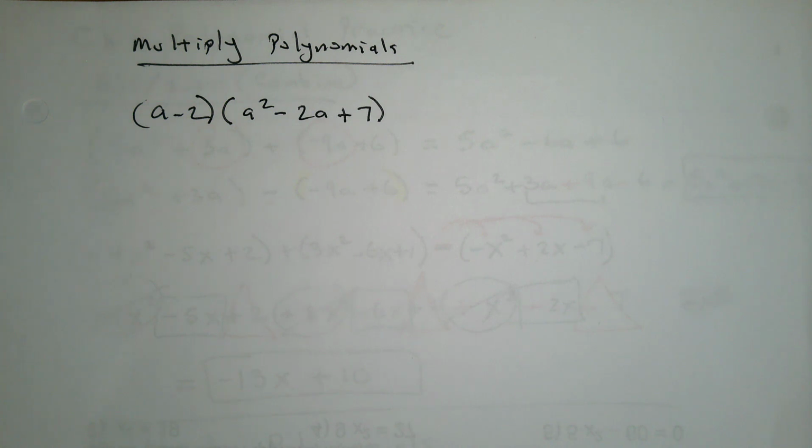Now the FOIL method means 2 terms times 2 terms is 4 multiplications. This is not 4 multiplications. It's going to be 6 multiplications. So the FOIL method isn't the right word to describe it. But the arrows do apply here.